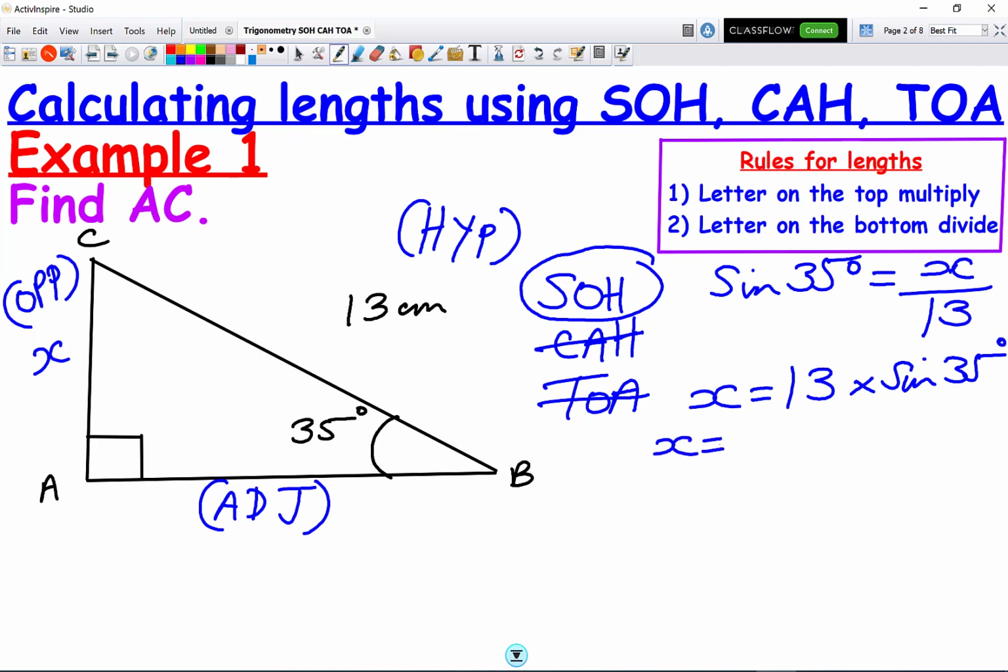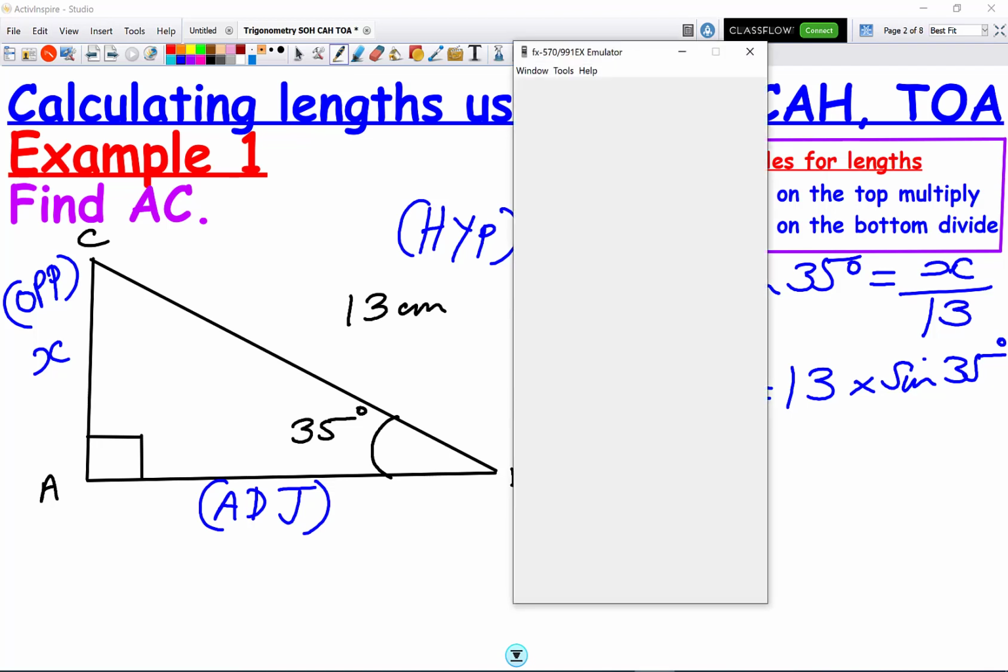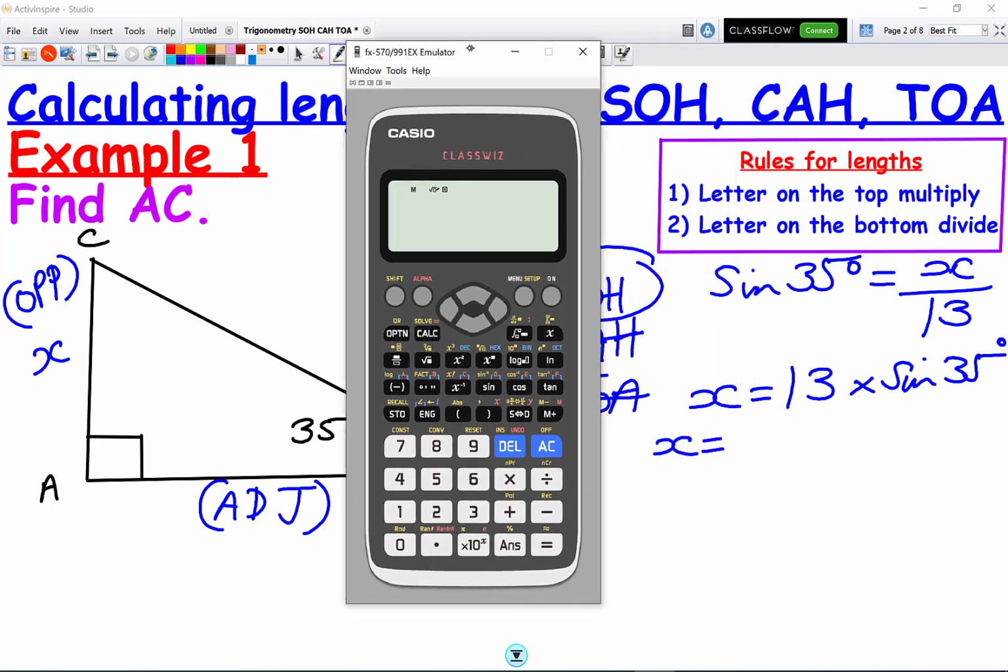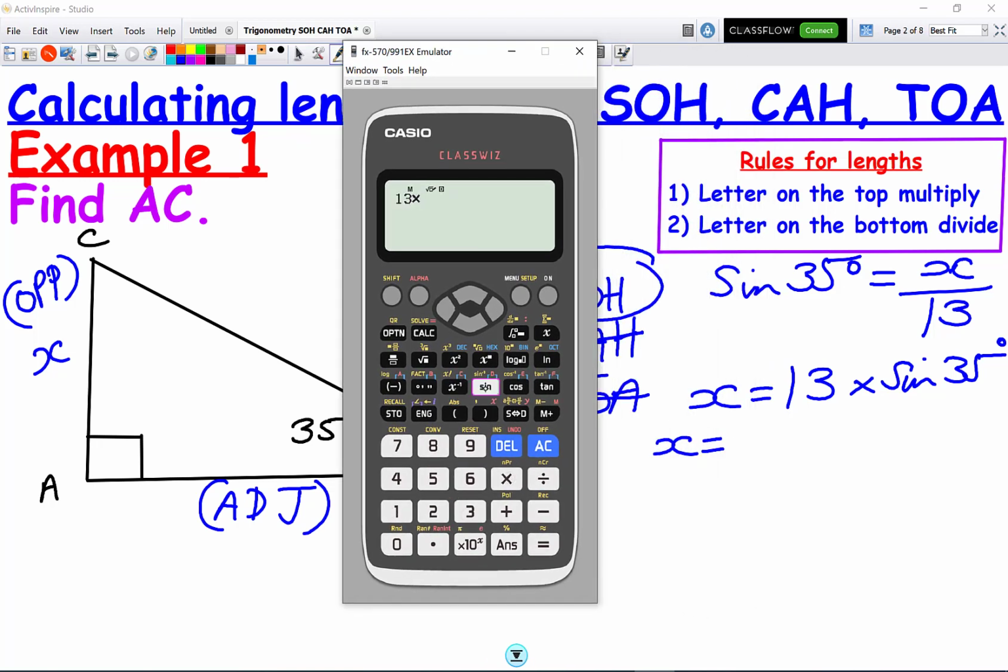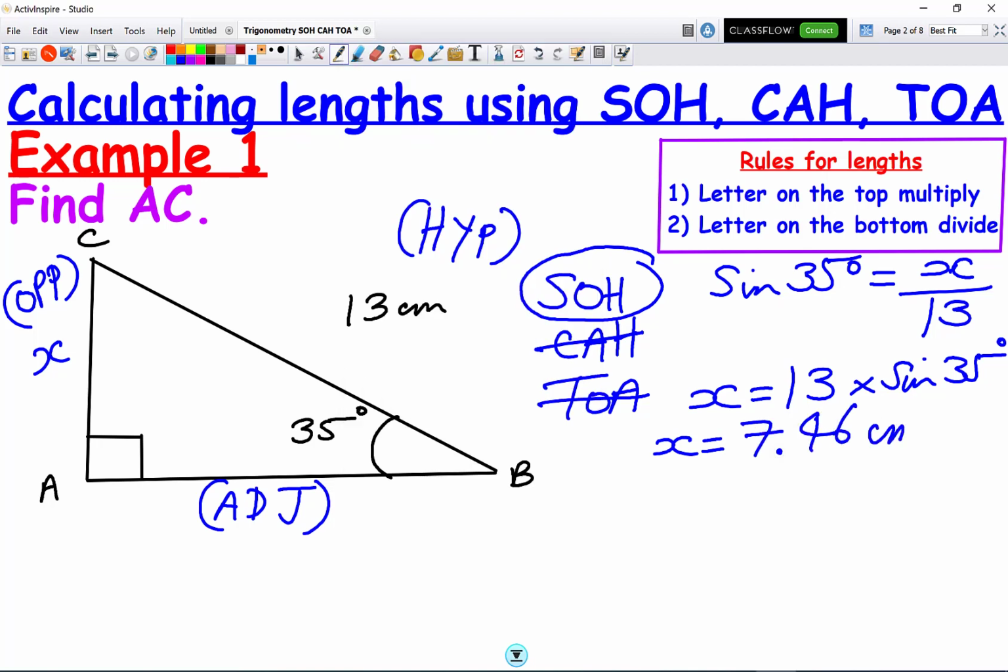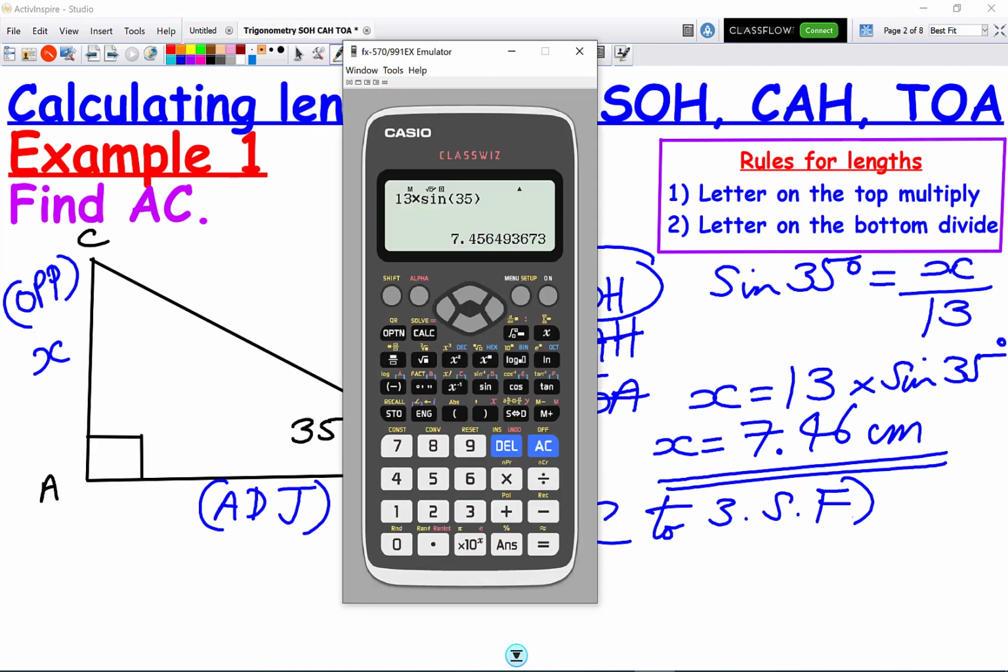X equals, now we're going to get our calculator. We do 13, press the sine button, press 35, close the brackets, and that will be equal to 7.456 and so on. For lengths, if they don't tell us anything, we always assume three significant figures. The first significant figure is 7, the second is 4, the third is 5, then we go to the fourth one, and because that's 6, and it's 5 or more, we round the third significant figure up by 1, which will make it 7.46. So that will be 7.46 centimeters. Then we tell the examiner we've rounded our answer to 3 significant figures, just to clarify that.